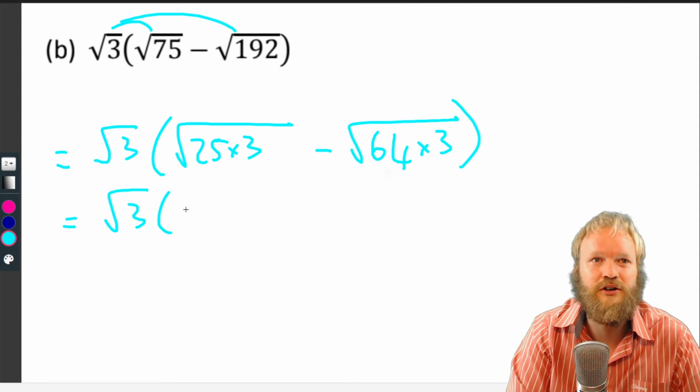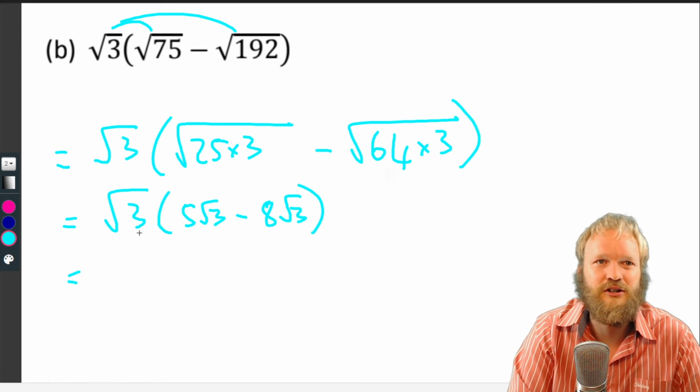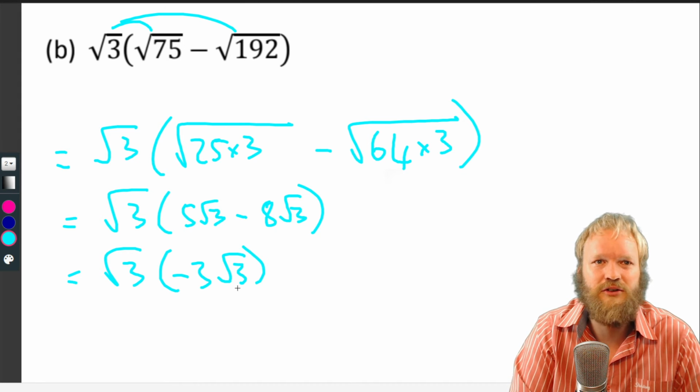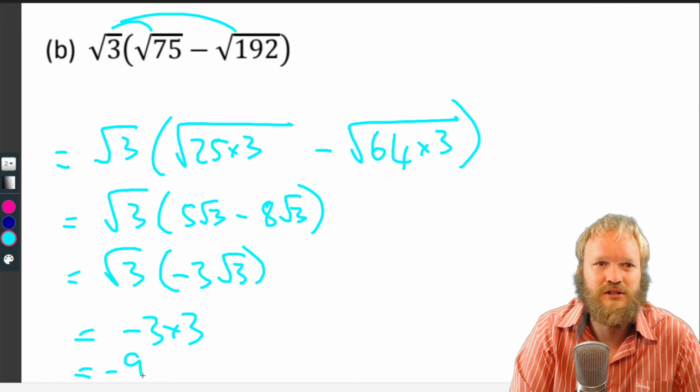Okay, so square root 3 times (5 root 3 minus 8 root 3). That actually works out quite nicely because I think it's worthwhile simplifying the bracket first. 5 minus 8 gives us minus 3 root 3. Root 3 times root 3 is 3, so minus 3 times 3 equals minus 9.